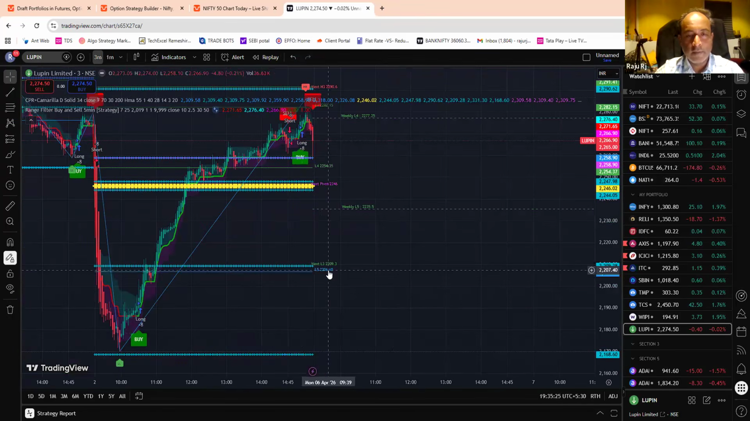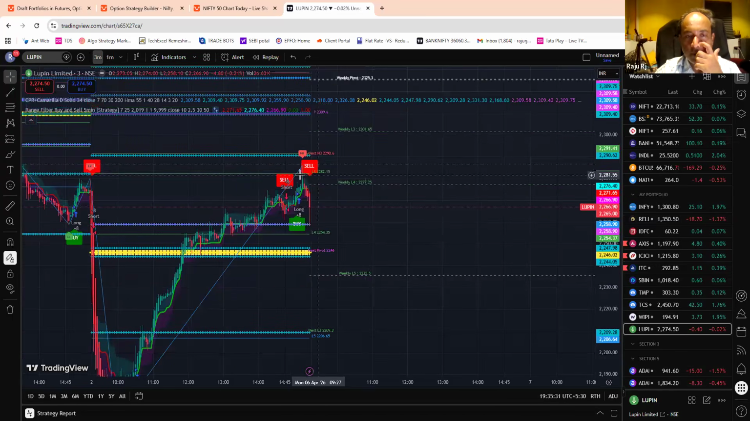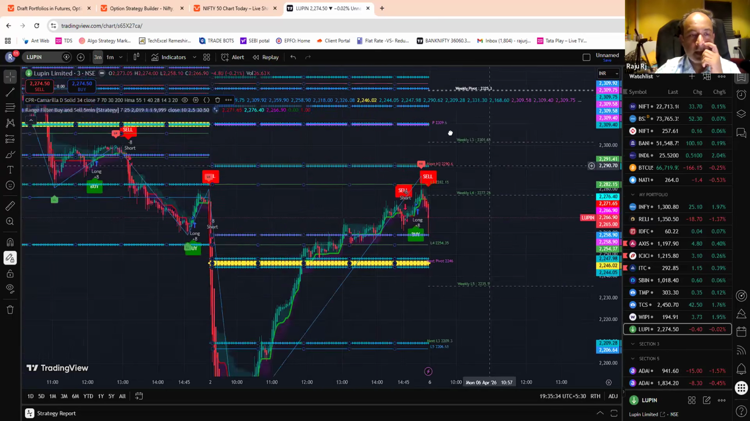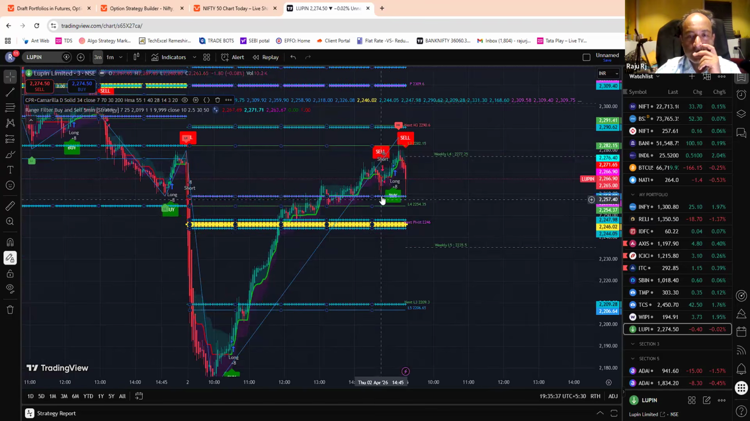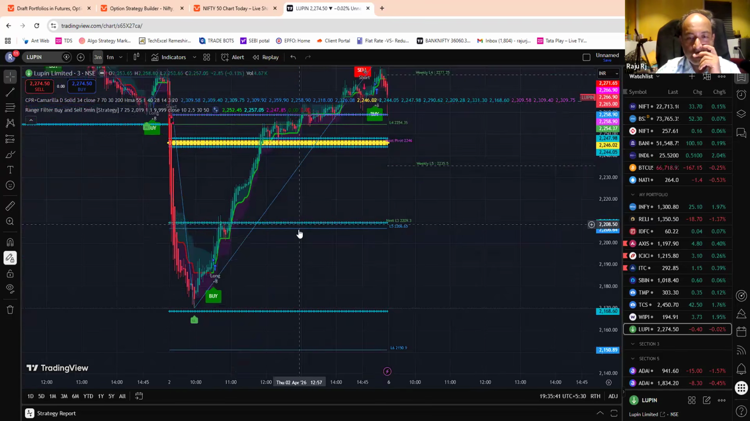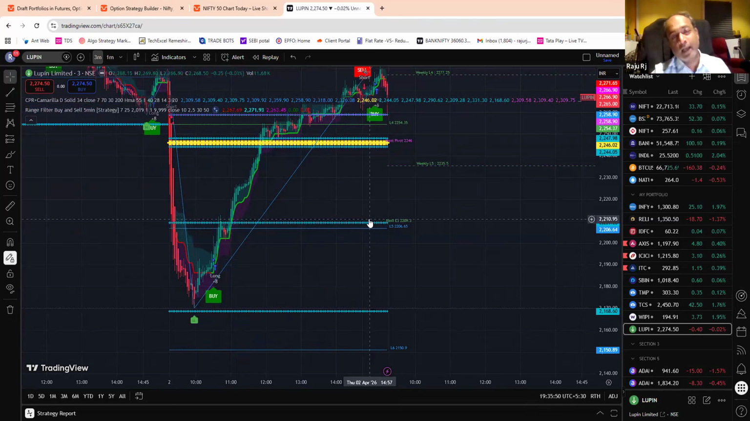See here, L5 is crossed, L4 is the target. If L4 is crossed, L3 profit booking. If L3 is crossed, pivot. And in the same way downwards, if this is broken, the next target would be directly L4 or L6 here. So here, you can see it has been respected. These are all the lines where it will respect the levels.